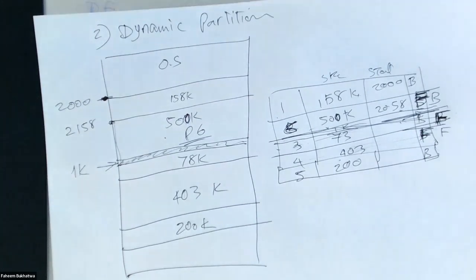But external fragmentation usually happens if you have a block, let's say a block of 100, and a program needs 90.